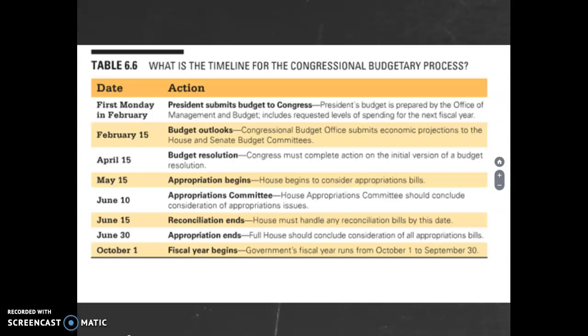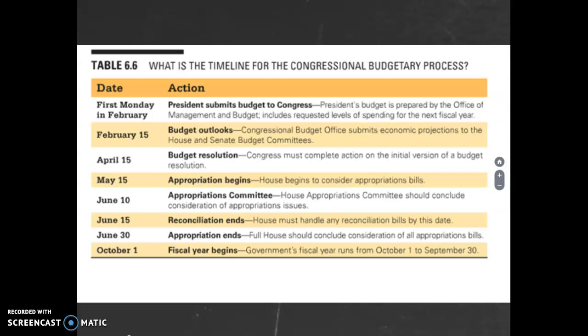The appropriations committees are going to have hearings, and just like the executive branch agencies had to report to OMB, now executive branch agencies have to report to the House Appropriations Committees and their subcommittees. So again, the Department of Defense is going to have to testify.